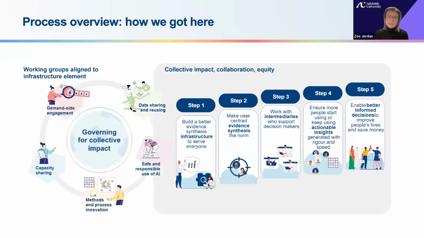So I'm just going to give a quick process overview. How did we get to this point? Many of you were either involved in this process directly, or hopefully you have followed it closely. But we spent 6 months undertaking a really robust planning process, working across 5 working groups and a planning group on governance to identify solutions to reimagine the way we deliver evidence synthesis. You can see on the left of this screen the working groups that were involved included demand-side engagement, data sharing and reusing, safe and responsible use of AI, methods and process innovation, and capacity sharing. And this culminated in the development of a roadmap that was presented at an historic meeting in Cape Town, where we stress tested those solutions.